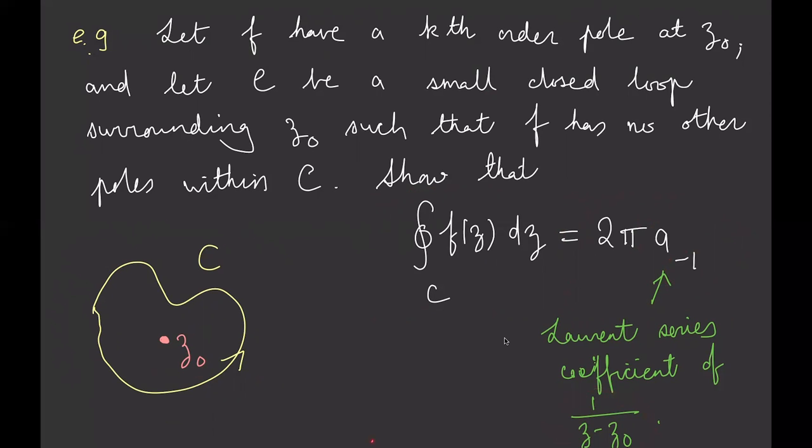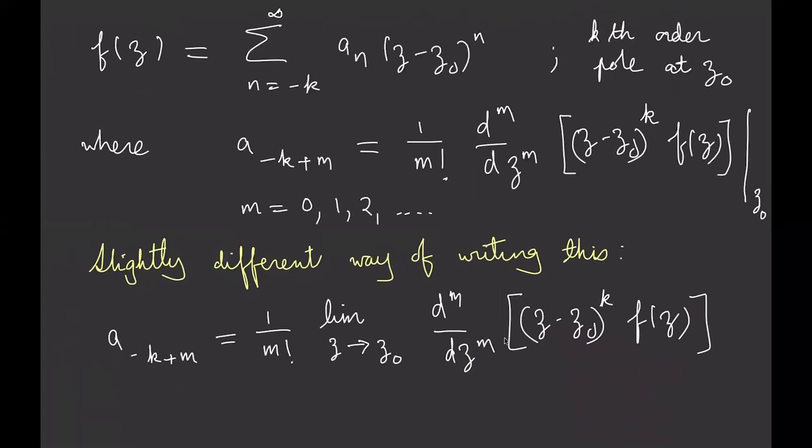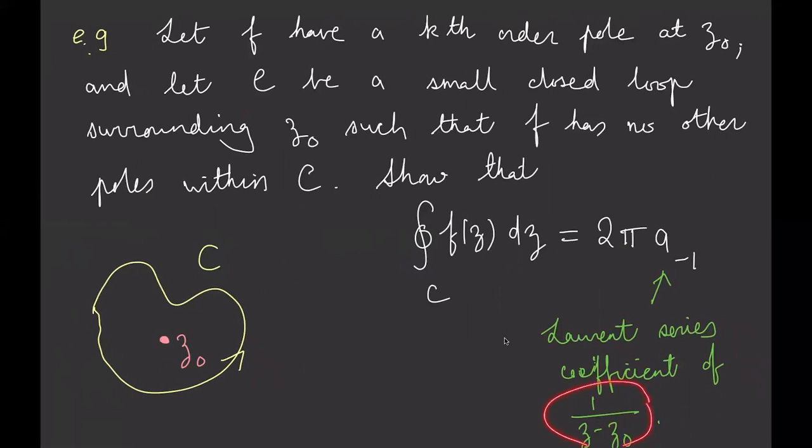So this is a fairly interesting result, because even though the Laurent series has infinitely many terms, going all the way from minus k up to 0 and all the way up to infinity, somehow it just picks out the a negative 1. Nothing else matters. So this factor turns out to be really important, and we'll gain some insight into this as we proceed. It just picks out the coefficient of 1 over z minus z0, and then there's also a 2 pi over here.